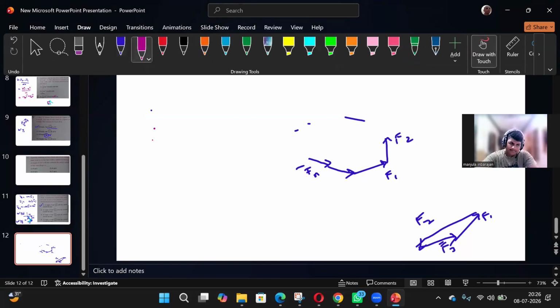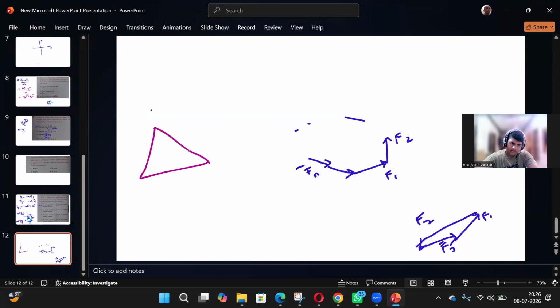Sine rule says if you have a triangle with vertices A, B and C. This angle is A, right? Yes. This angle is B. Similarly, this angle is C. And this side opposite A is called small a. And this is small b, the side length. And this side length opposite the angle C is small c. So sine rule says a by sine A is equal to b by sine B is equal to c by sine C.